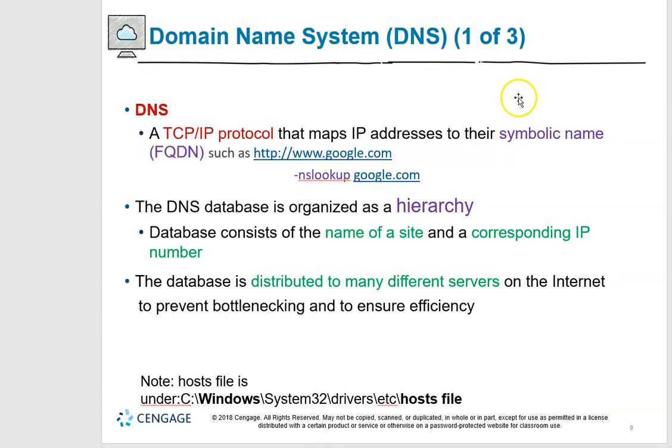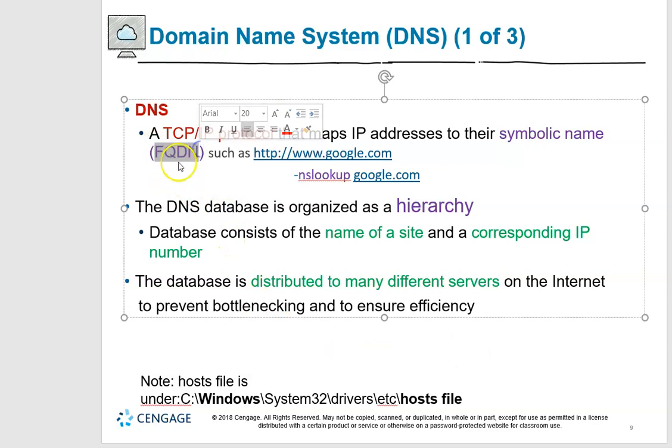That takes us to the next protocol, the Domain Name System. The Domain Name System deals with mapping IP addresses to their symbolic name, or as it says here, FQDN. That stands for Fully Qualified Domain Name. For example, if I wanted to find the address of google.com, I could do an NS lookup to find that, and that would use the Domain Name System to resolve this symbolic name into an IP address.